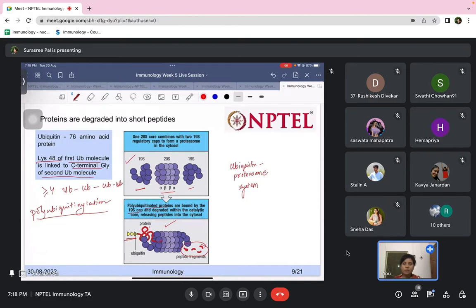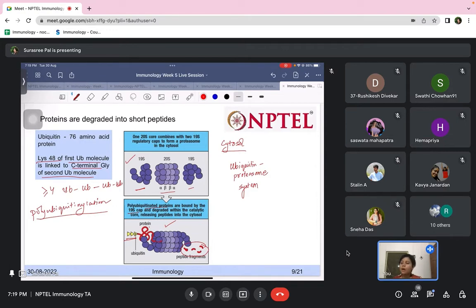For example, the viral proteins I was talking about will be degraded in the proteasome in this manner, and that will generate peptide fragments. Now the important thing is that this event takes place in the cytosol, because the ubiquitin proteasome system is present in the cytosol.